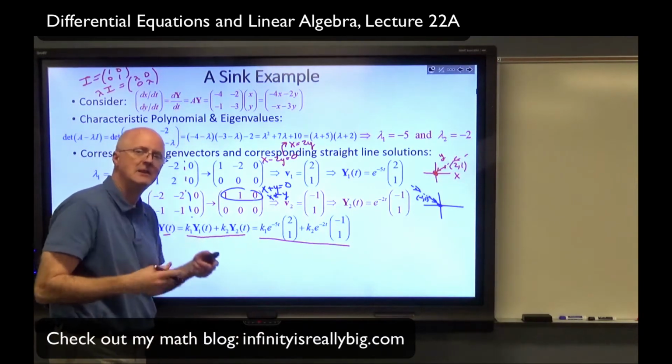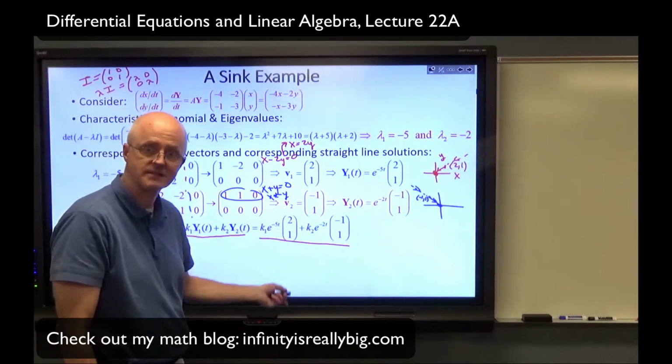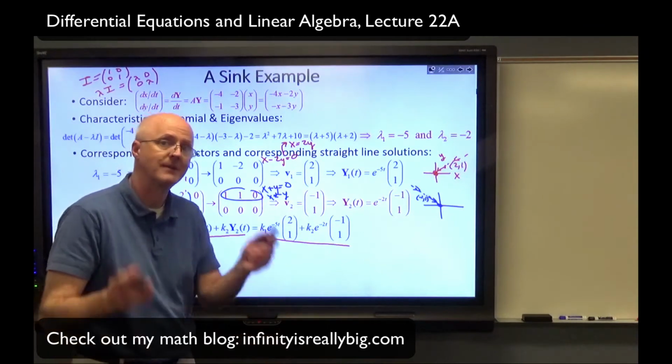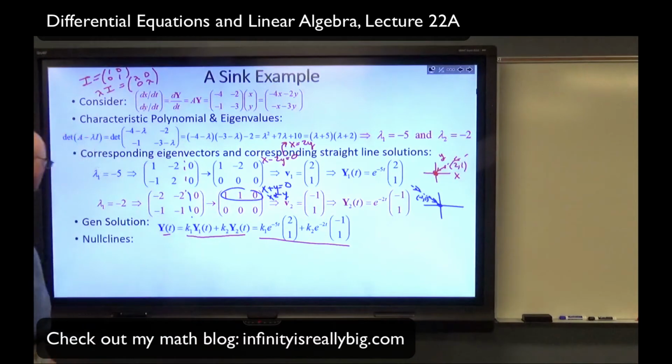And then again, I can use this to solve any initial value problem that I want. Set this equal to something when t is 0, solve for k1 and k2. I'm not going to take the time for that. That should be a relatively easy thing for you to do.